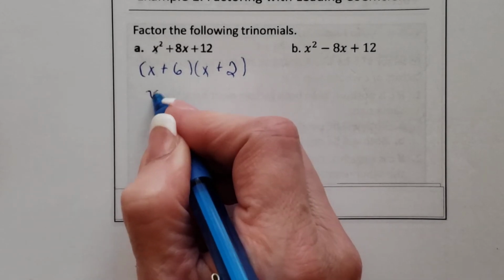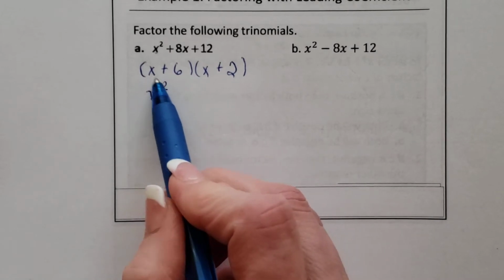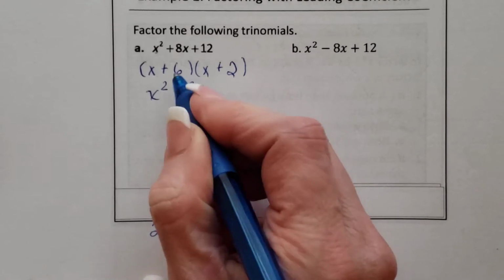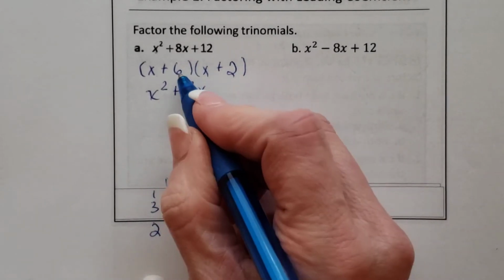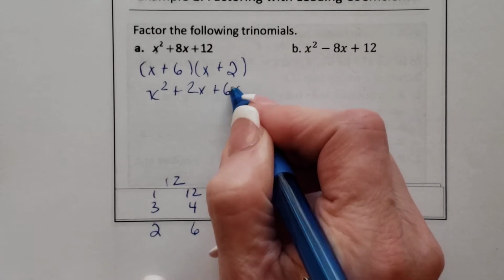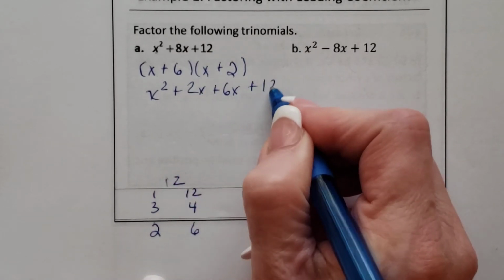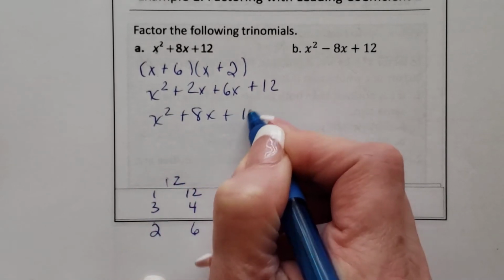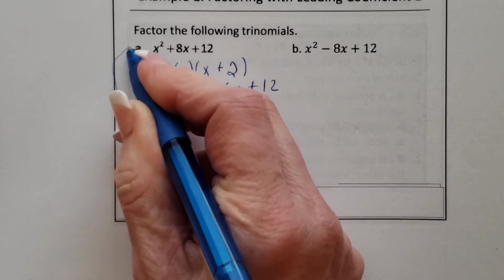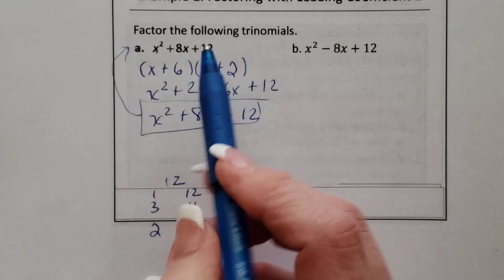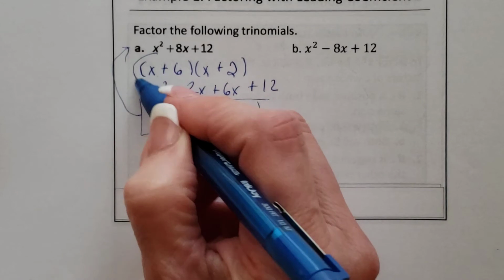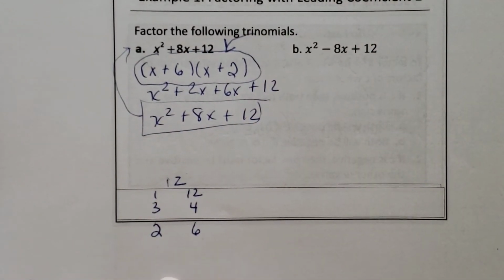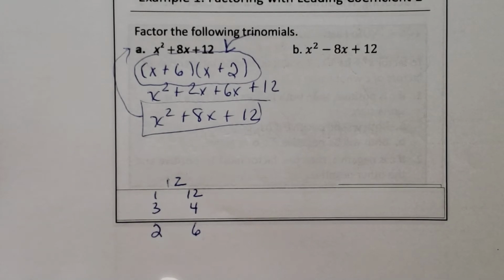X times x is x squared. Outside terms: 2 times x is 2x. Inside terms: 6 times x is 6x. And 6 times 2 is 12. If we add those like terms in the middle, we get what we started with. So we have taken this trinomial and factored it, and what I circled is our answer. That's how you do all of these.